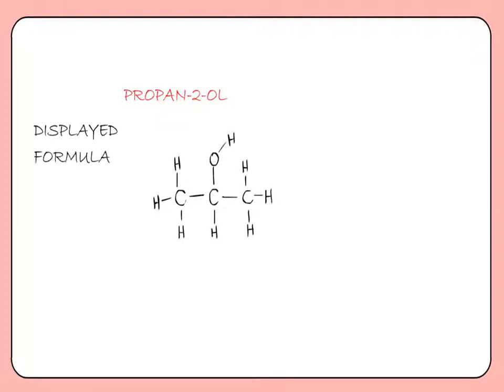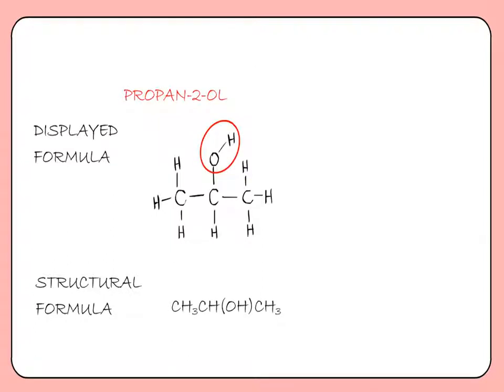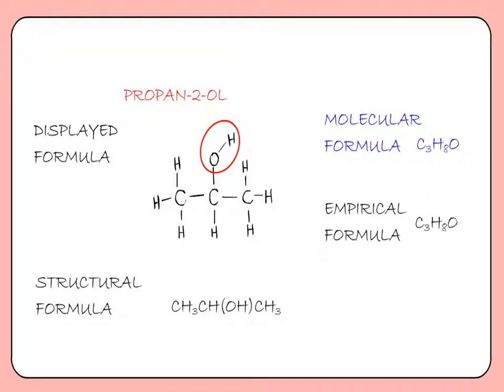Let's look at a few more examples. Propan-2-ol has the displayed formula like this. In the structural formula for this compound, note how the OH group in position 2 is shown in brackets to show it is connected to carbon 2. The molecular formula will be C3H8O. The empirical formula will be the same.